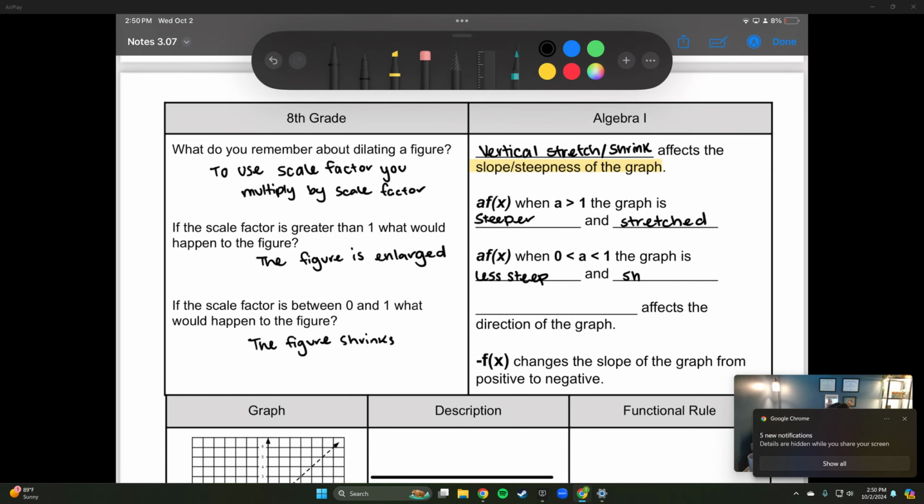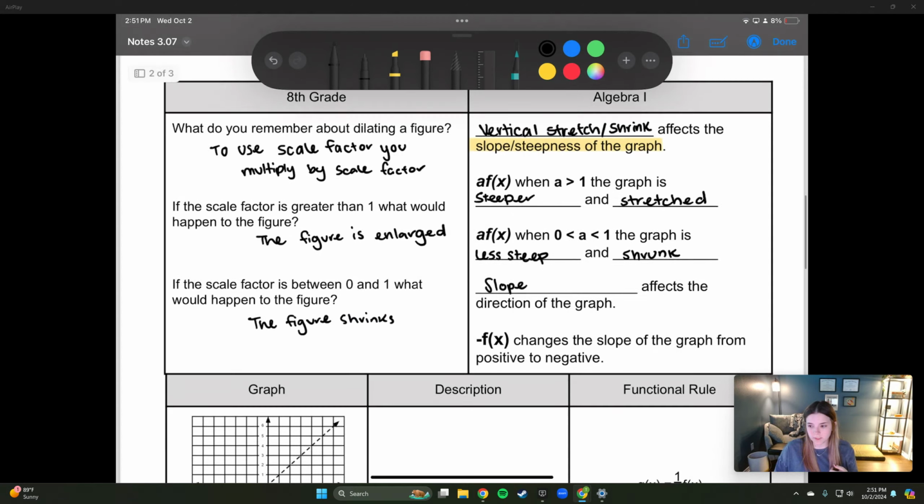And shrunk. Okay, now slope affects the direction of the graph, right? If it's a positive slope, we're going to go up. If it's a negative slope, we're going to go down, right? Like somebody who is skiing, they're on a negative slope because they're going to go down the hill. You can't ski up the hill. Okay, so negative f of x changes the slope of the graph from positive to negative.